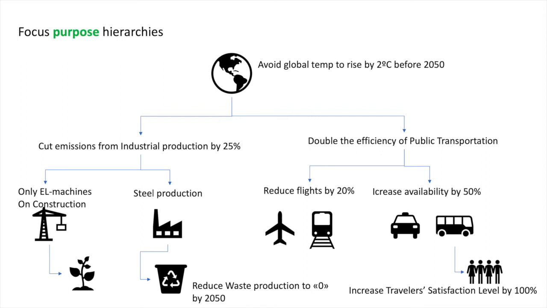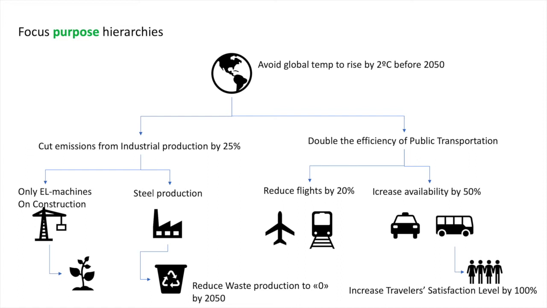Focus purposes also may be organized in hierarchies. At the higher level here, we could talk about how to avoid global temperature rising more than 2 degrees before 2050. Going downwards in the detail and talking about industrial production, we could have as a purpose to cut emissions from industrial production by 25%. Going even further down, we could focus on construction sites and how to use only electricity-driven machines under construction, etc.